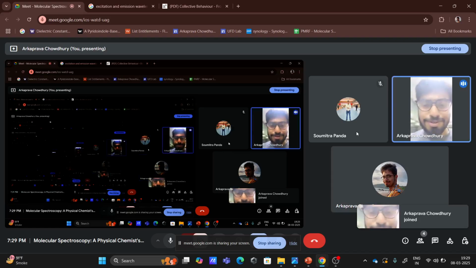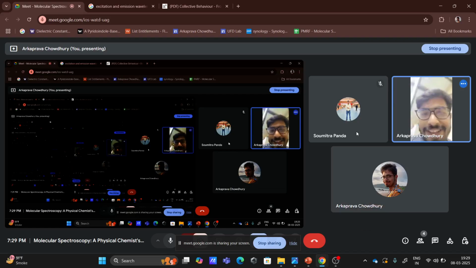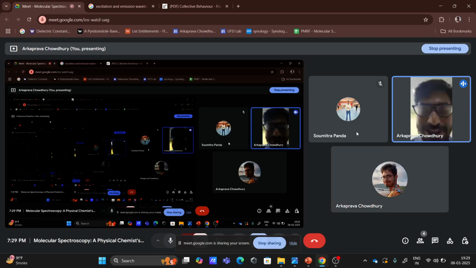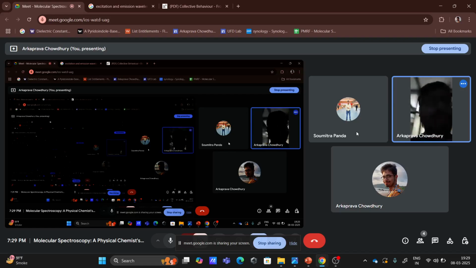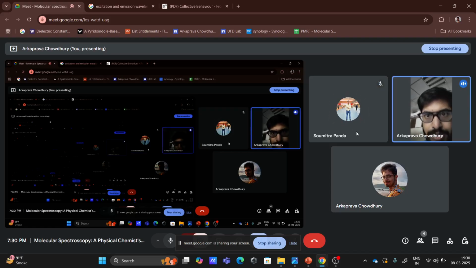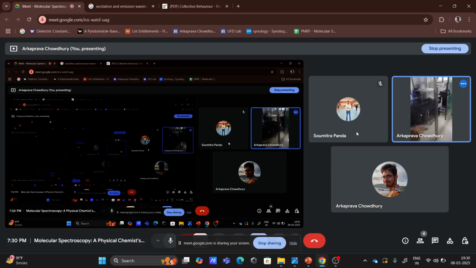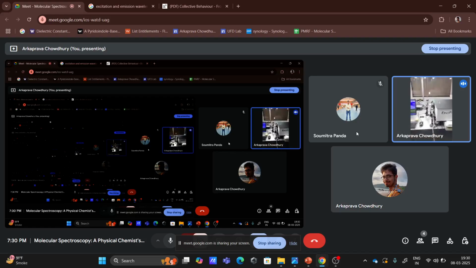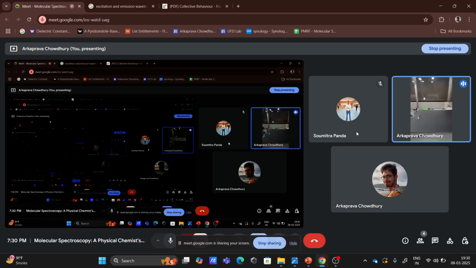So you are seeing it for the first time. I don't have a camera with my laptop, so I go inside the pump probe spectroscopy room. So this is what a pump probe setup looks like. Can you see it, Sumitro? Yes, sir, I can see.